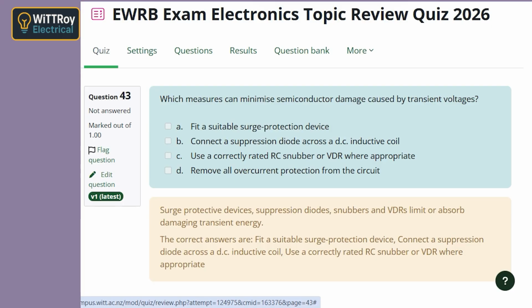Let me say it back. The answer is fit a suitable surge protection device, connect a suppression diode across a DC inductive coil, and use a correctly rated RC snubber or VDR where appropriate. Yes, you got that one. That is the distinction the question is testing. Surge protective devices, suppression diodes, snubbers, and VDRs limit or absorb damaging transient energy. That clears up the mix-up. I had the correct family of protection in mind, but the wrong operation.